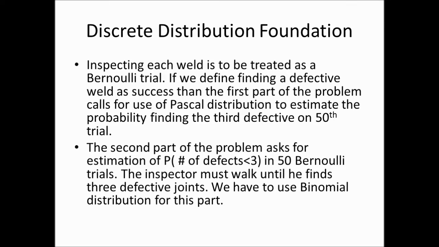The second part of the problem asks: what is the probability we get less than 3 defective in 50 Bernoulli trials, because the rule is that the person continues to walk until the person finds 3 defective welds. What's the probability that the person will walk more than 5,000 feet? So it translates to: what's the probability the number of defects is less than 3 in 50 Bernoulli trials, and this is an example of binomial distribution.